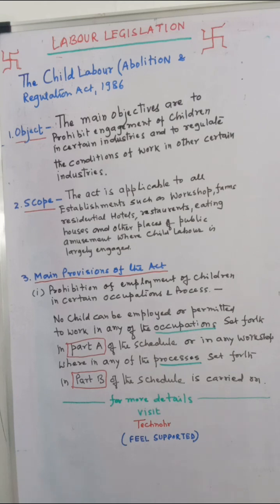The first is prohibition of employment of children in certain occupations and processes. No child can be employed or permitted to work in any of the occupations as set forth in Part A of the schedule, or in any workshop wherein any of the processes set forth in Part B of the schedule is carried on.